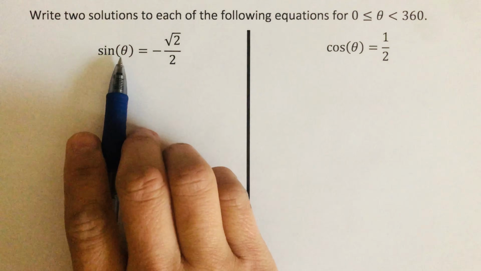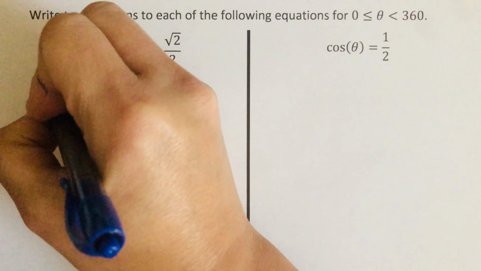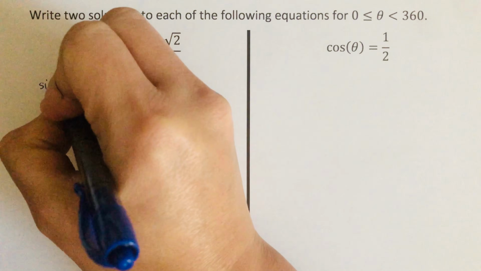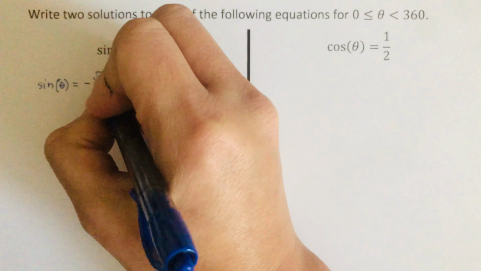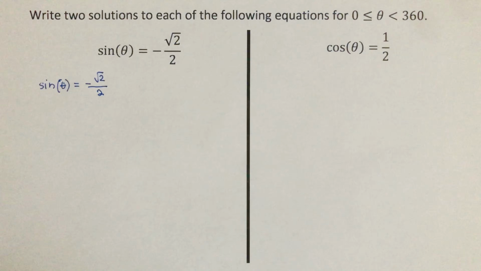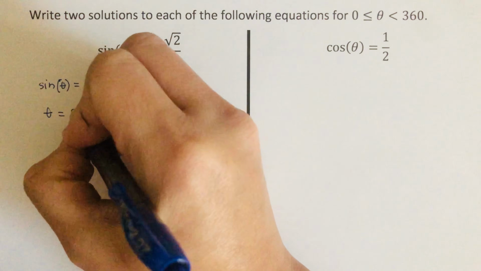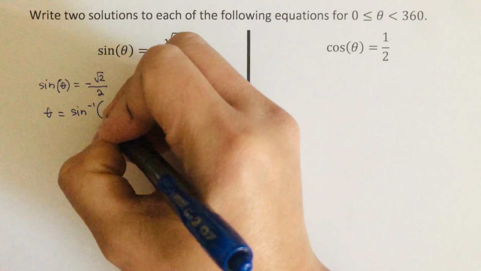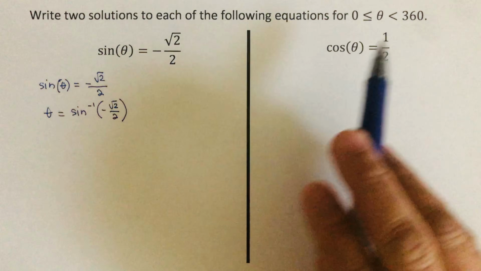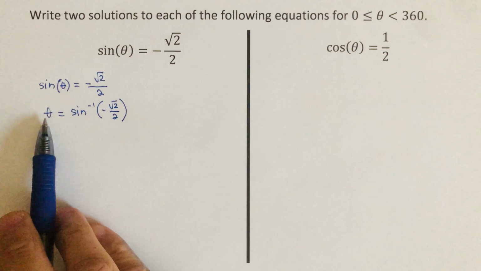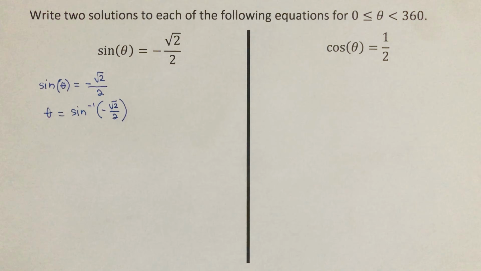Okay, so if we want to solve for the theta here, we can go ahead and rewrite this as sine theta is equal to negative square root of 2 over 2. And so if we want the theta, we can set it up like theta is equal to the arc sine of negative square root of 2 over 2. Because we want to solve for the angle, I want to isolate theta by itself. So we can set it up this way.